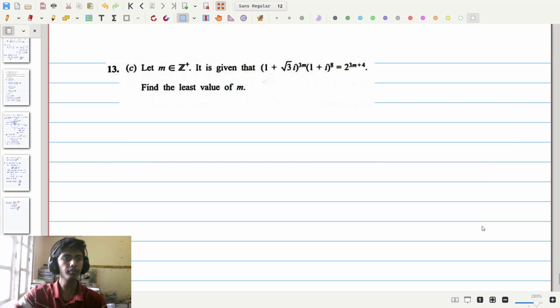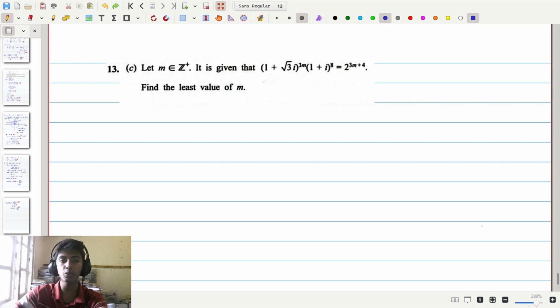Now, in order to apply De Moivre's theorem in this case, what we need to do is to convert this complex number here and this complex number here into the form of r times (cos theta plus i sin theta), where r is the size of the complex number and cos theta and i sin theta have an angle theta which is the argument of that complex number. So we need to convert this complex number into that form and this complex number into that form in order to apply De Moivre's theorem using the powers of 3m and 8.